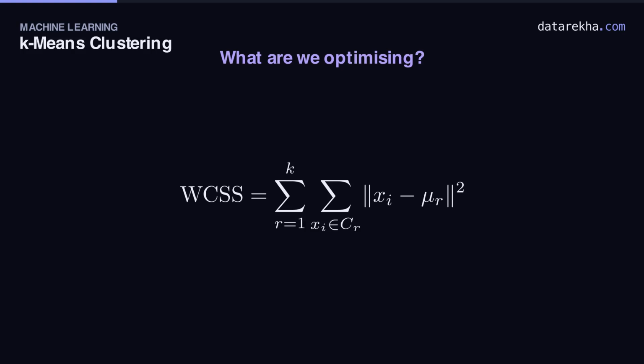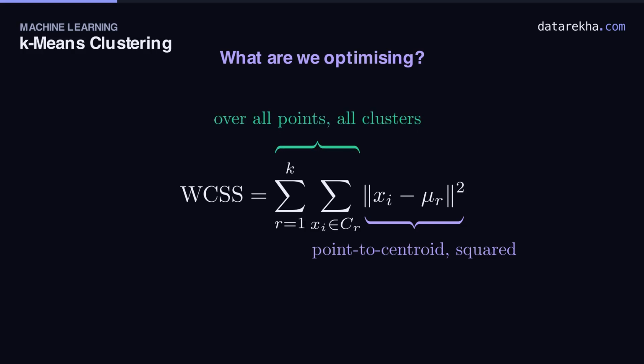So we measure the total squared distance from every point to its centroid. This is the within cluster sum of squares, or WCSS. In plain words, for each cluster, add up the squared distance from every point to its centroid, then add those totals across all clusters. Small WCSS means tight, well-separated groups, so the whole task is one clean sentence. Choose the clusters and their centroids that make WCSS as small as possible. Everything k-means does is chasing that one number down.